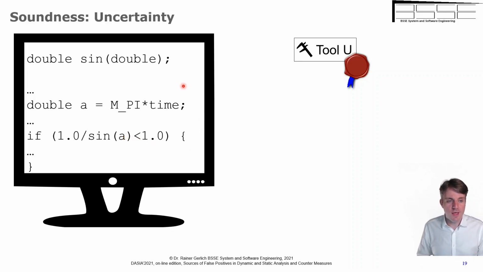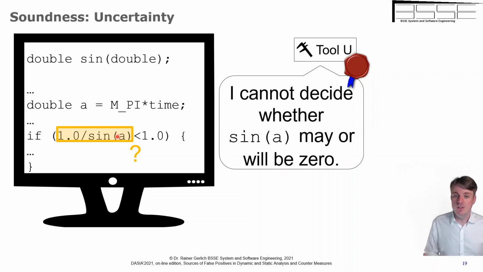So to represent that, we have the case here where we have an external parameter time that cannot be constrained any further. So A may take any value, including multiples of pi. And that would mean that we have zeros here. In that case, the only thing a sound tool can do is to say, I cannot decide whether sin A may or will be 0.